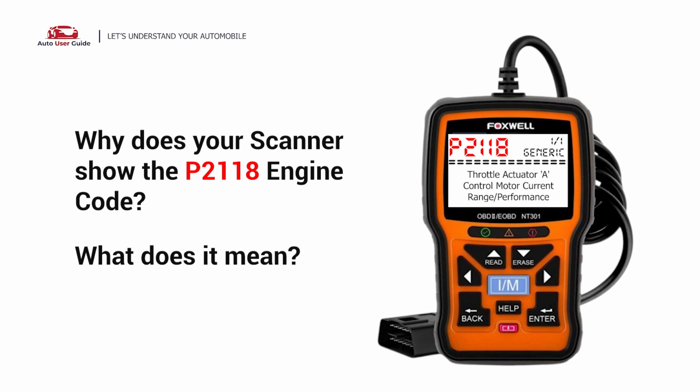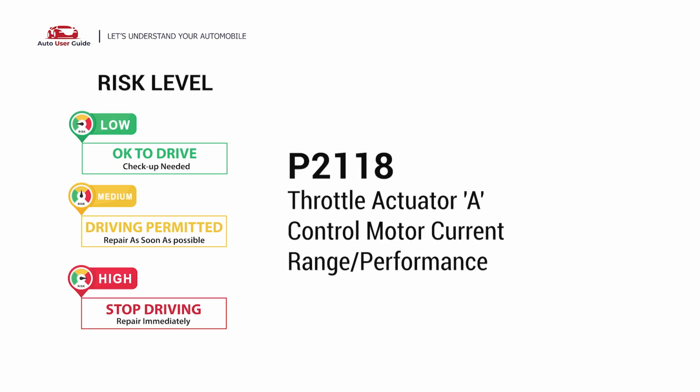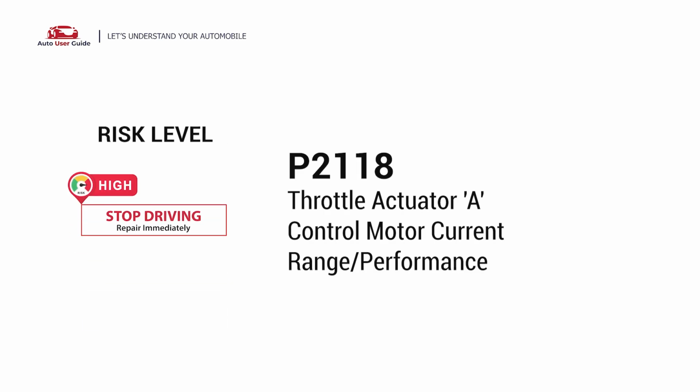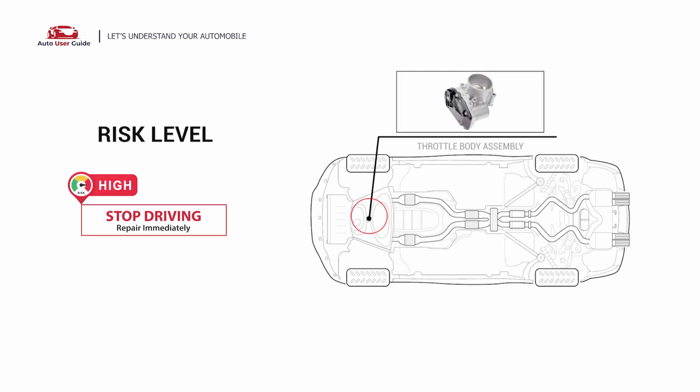Why does your scanner show the P2118 engine code? What does it mean? P2118 is a diagnostic trouble code for throttle actuator A, control motor current range or performance. It indicates the PCM is detecting an issue with the current flowing to the throttle actuator motor, which controls the throttle plate opening. Under this circumstance, stop driving and repair your vehicle immediately.